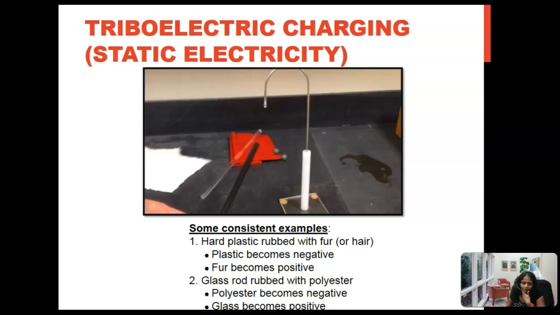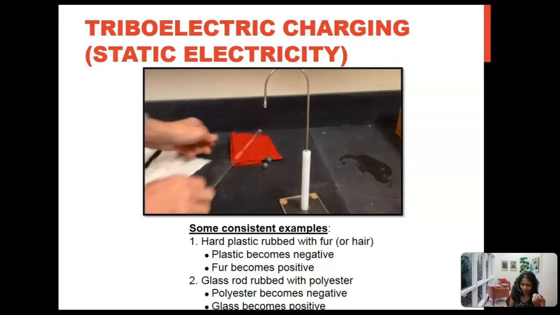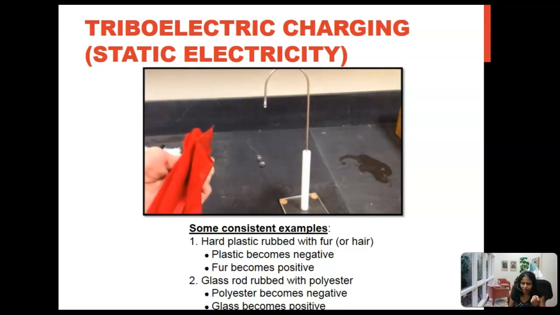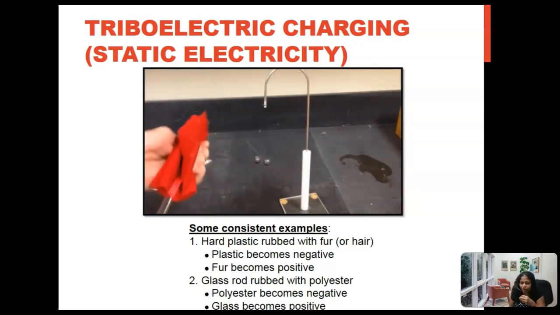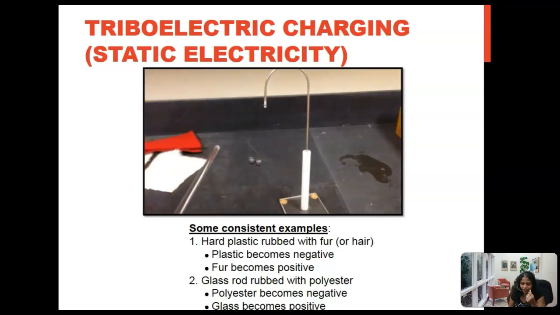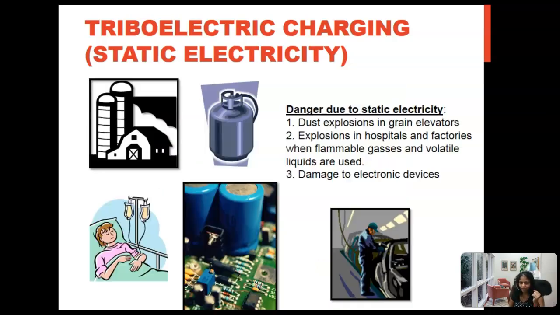So hard plastic is rubbed against the fur, and now you're doing it with regular cloth and see how it will act. And now this is polyester, and see how it is acting a little bit differently. So polyester becomes negative and glass becomes positive, and in here plastic becomes negative and fur becomes positive.